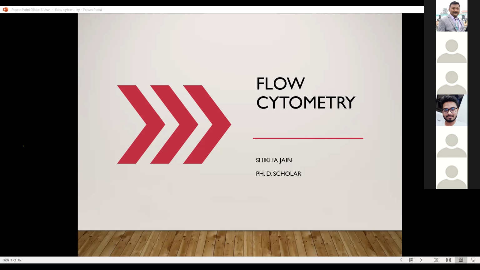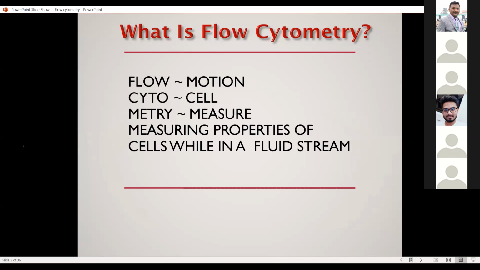Now we come to the second slide. What does flow cytometry basically mean? Flow is related to motion, cyto is related to cell, and metry is related to measure. Basically, flow cytometry measures properties of cells while in a fluid stream. So this is a basic single-line definition of flow cytometry.